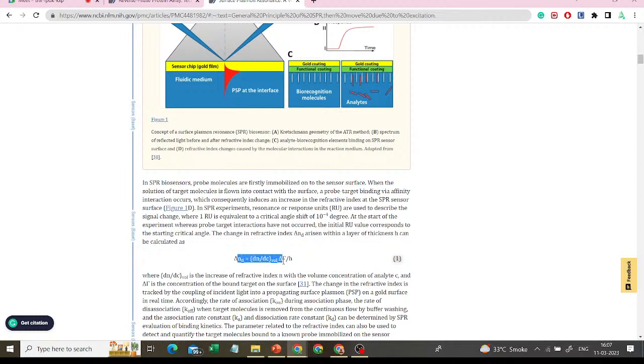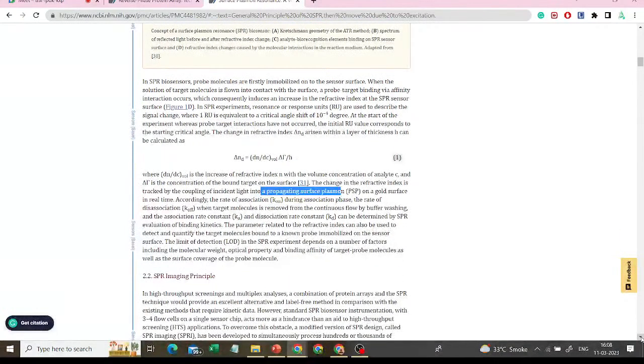So this is the formula which helps your calculation, where dn/dc, the increase of the refractive index with the volume concentration of the analyte, and the other term is the concentration of the bound target on the surface. The change is tracked by the coupling of the incident light into a propagating surface plasmon on a gold surface in real time. So accordingly, you can identify the rate of association during the association phase, and the rate of dissociation when target molecules are removed from the continuous flow by buffer washing. The association rate constant and the dissociation rate constant can be determined by SPR evaluation of binding chemistry.